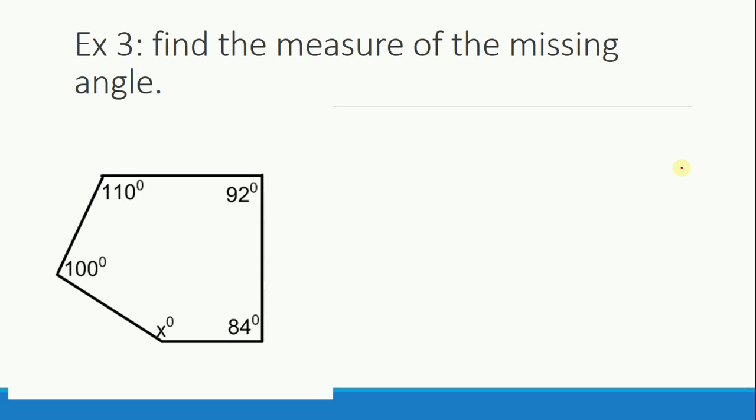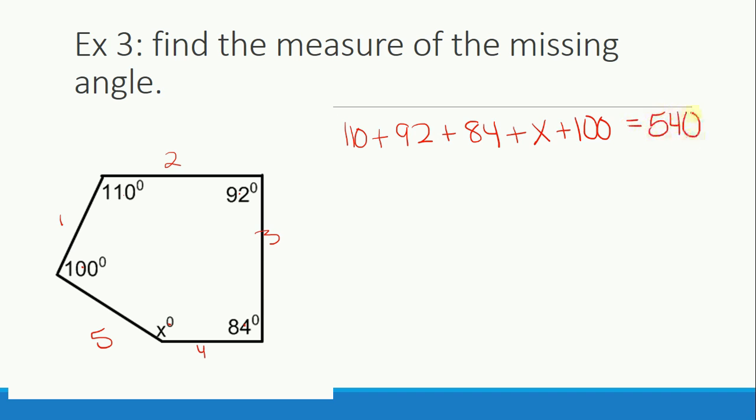Let's find the other one here. Find the measure of the missing angle. Well, how many sides are there? 1, 2, 3, 4, 5 sides. So this is a pentagon. Let me look back here. How many degrees inside of a pentagon? A pentagon had 540 degrees, which I could use my formula to find as well if I didn't know that off the top of my head. So I know that all 5 of these angles inside here have to add up to 540. So I'm going to write that out. 110 plus 92 plus 84 plus x plus 100 has to equal 540.